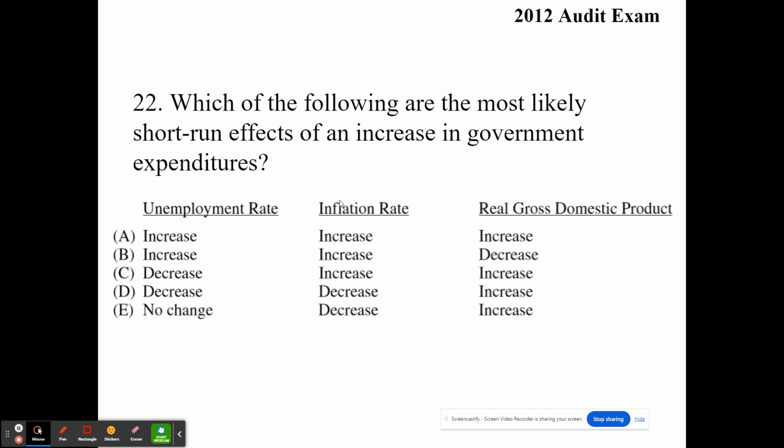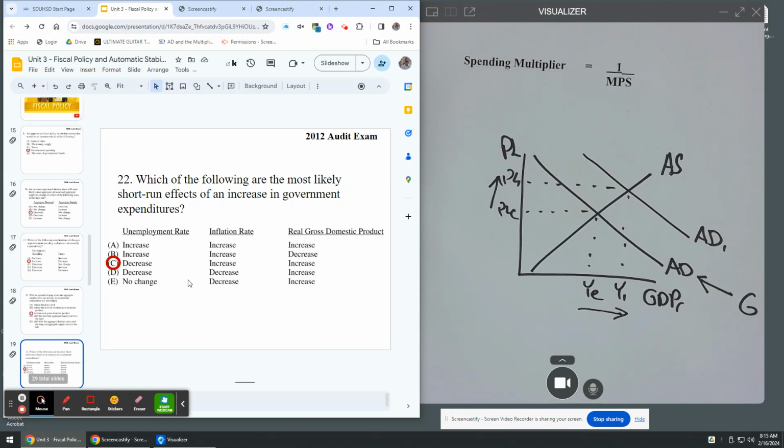Okay, if there is an increase in government expenditures, then AD is going to go to the right. When AD goes to the right, we know our GDP is going to increase. We know inflation is going to increase, but our unemployment rate is going to need to decrease. Uh-oh, why? Let's get that answer on here, and let's refer back to those notes we just did.